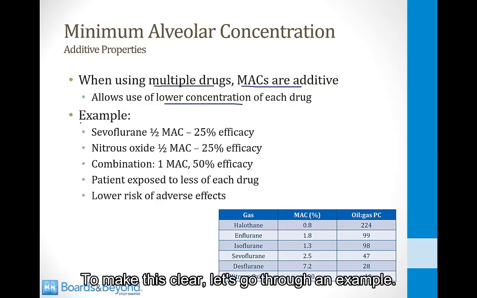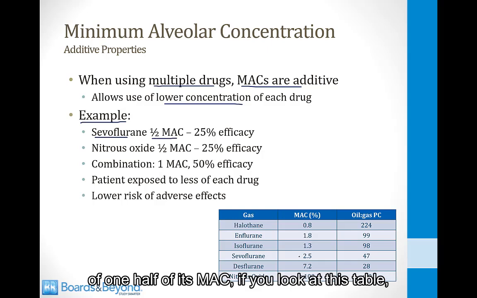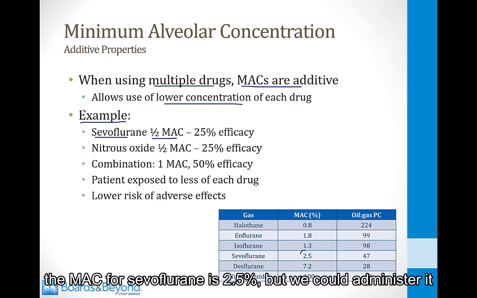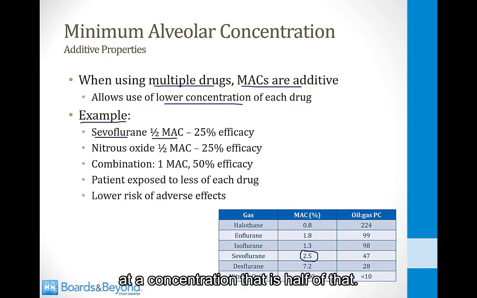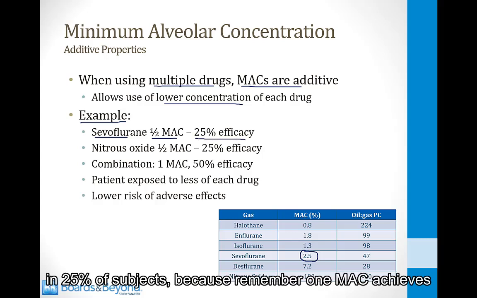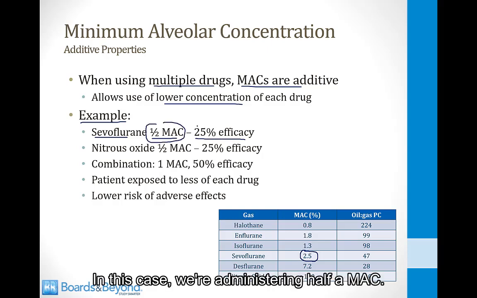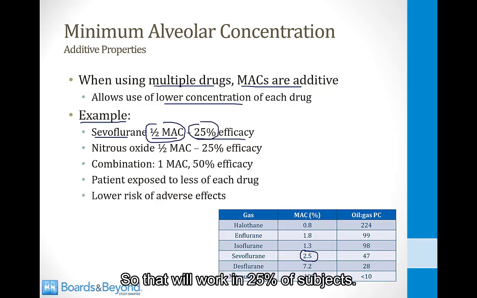To make this clear, let's go through an example. Imagine we administered sevoflurane at a concentration of 1/2 of its MAC. If you look at this table, the MAC for sevoflurane is 2.5%, but we could administer it at a concentration that is half of that. This will achieve efficacy or lack of movement in 25% of subjects, because remember, 1 MAC achieves a lack of movement in 50% of subjects. In this case, we're administering half a MAC, so that will work in 25% of subjects.